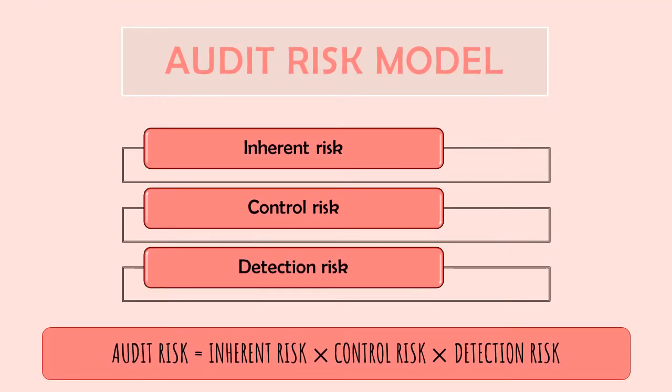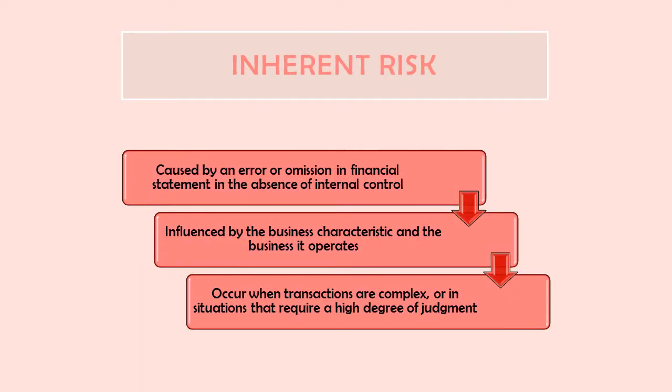Audit risk model. There are three types of audit risk model. 1. Inherent risk. 2. Control risk. 3. Detection risk. The formula to determine the value of audit risk is equal to inherent risk times control risk times detection risk.